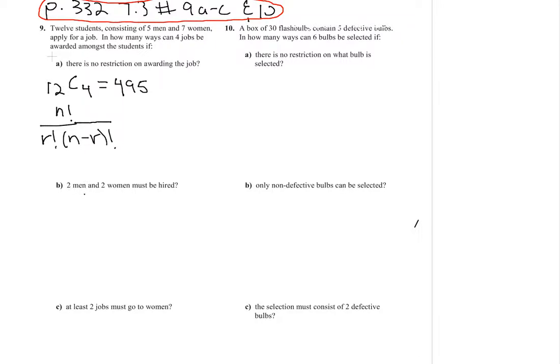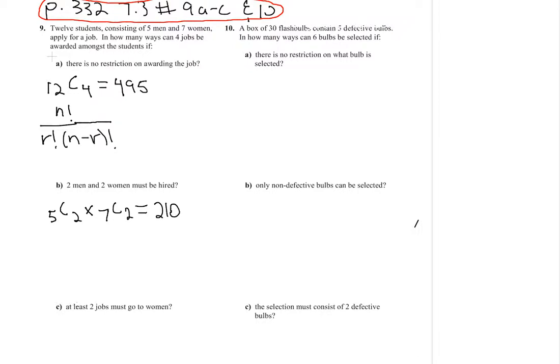So next we have restrictions: 2 men and 2 women must be hired. Now we know we have 5 men, and from those 5 men we're choosing 2. What we went over in class or in those videos is that when we're saying 2 men and 2 women, and means times. So we have 5 choose 2 for the men, times 7 choose 2 for the women. And what does that equal? That equals 210. Once again, we're using combinations instead of permutations because the order doesn't matter.